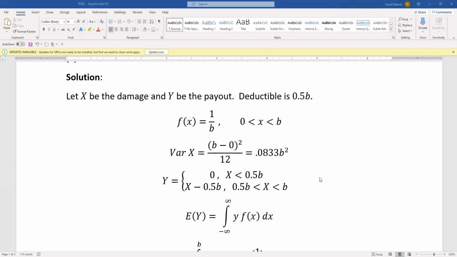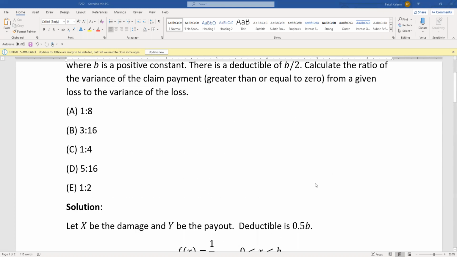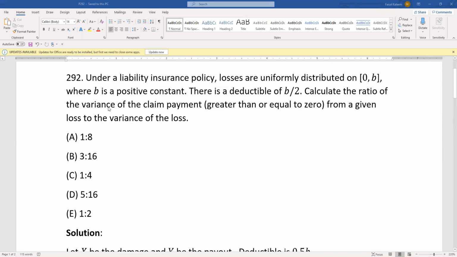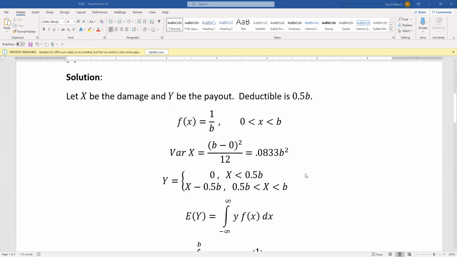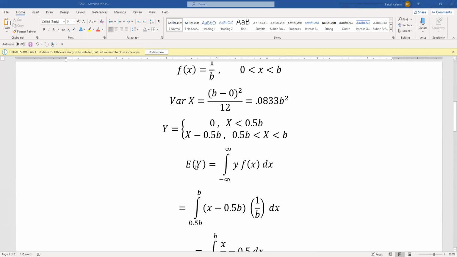Now we already know the variance of x, and we need to find the variance of y, and then we need to find the ratio of the two, because the ratio of variance of claim payment to variance of loss means the variance of y to the variance of x. So we have to find the ratio of the variance of y to the variance of x. The variance of y is calculated by finding E of y and E of y squared.